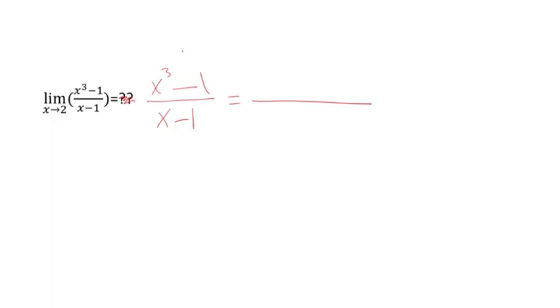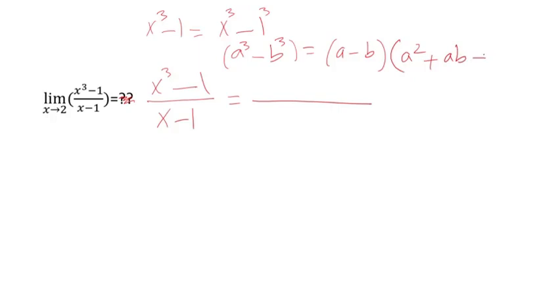So x to the power of 3 minus 1 is the same as x to the power of 3 minus 1 to the power of 3, which is in the form of a to the power of 3 minus b to the power of 3, which is a minus b times a squared plus a times b plus b squared. Yeah, I would recommend watching the video on remarkable identities. That's basically what I did here.